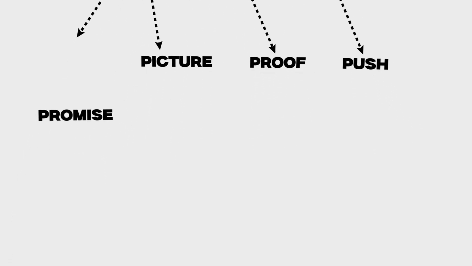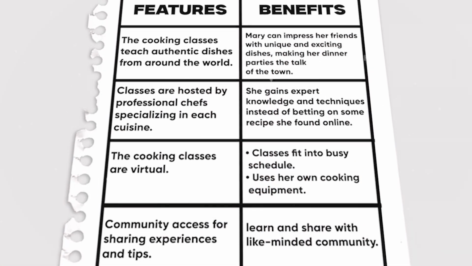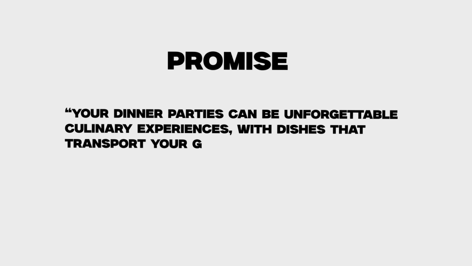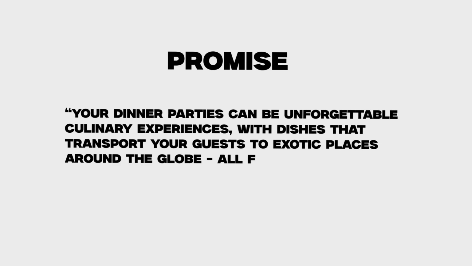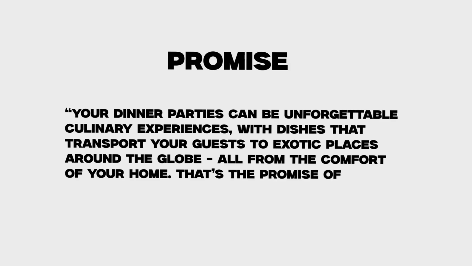So we start with promise. And what do we promise? We focus on promising the main benefit Mary desires. And because we've done our features versus benefits exercise already, we put in some work to identify the benefits. And I'd say the most valued benefit for Mary is that this product is going to make her dinner parties unique and memorable. So we might say something like, your dinner parties can be unforgettable culinary experiences with dishes that transport your guests to exotic places around the globe, all from the comfort of your home. That's the promise of Global Dinner Club.